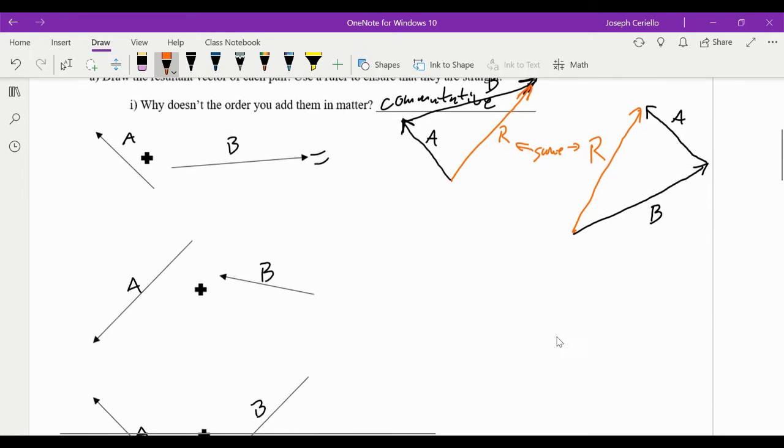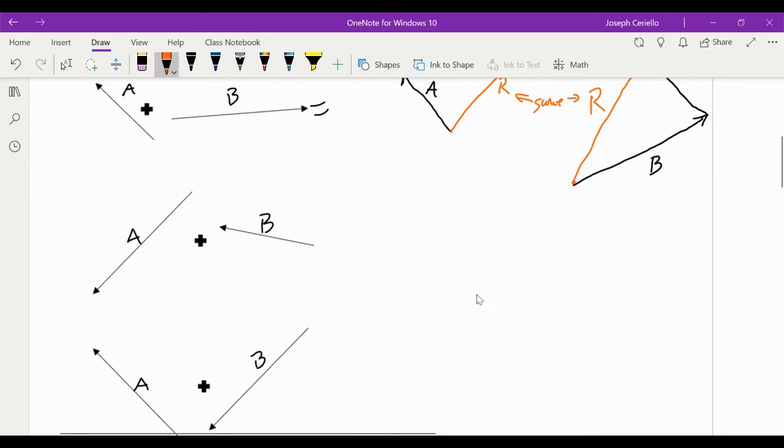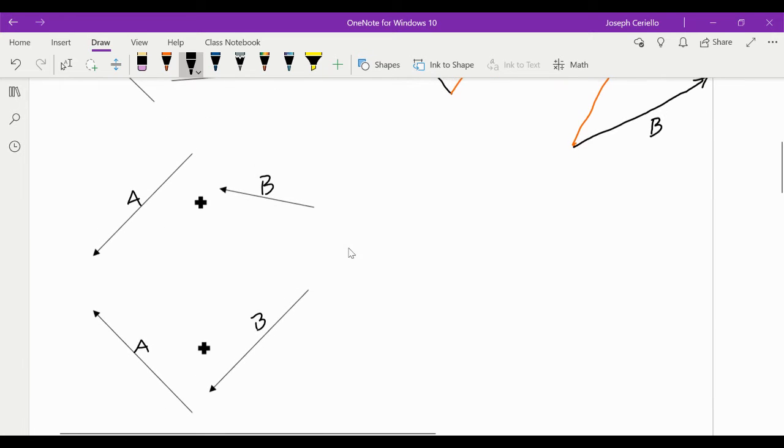Now for the next ones, I'm just going to draw them one way, but it's up to you to determine if the way you did it works. But regardless of how you do it, your resultant should be basically the same size and basically the same direction as mine. So let's add these two vectors. So I'm going to draw A first and then B. So A goes down to the left. And B is tip to tail with A. It goes this way here.